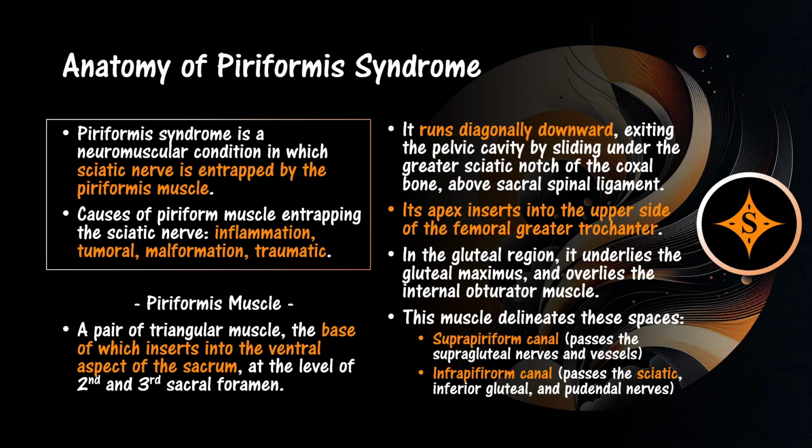This diagonal trajectory of the piriformis muscle divides the space above and below it into the suprapiriform canal, that is the space above it, where some structures pass through, namely the superior gluteal nerves and vessels, and also the infrapiriform canal, the structures that pass through which are namely the sciatic nerve, inferior gluteal nerves, and pudendal nerves.